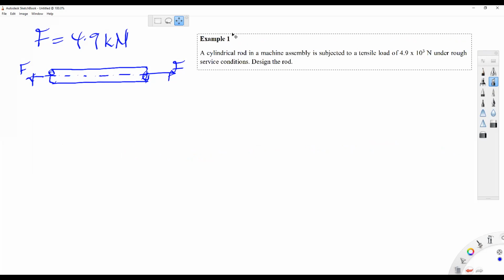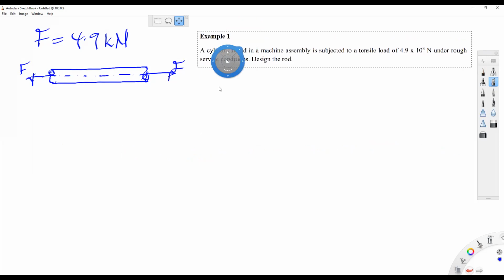So let's take the question. And we have to design it. So what I was saying is that the information we have about this question is not enough. To be able to design it, we need the material that is used for the rod, okay? And in this case, we don't know the material. It wasn't given to us. We only know the loading and then the condition under which this part is to operate. So we need to determine the loading in the material, okay?